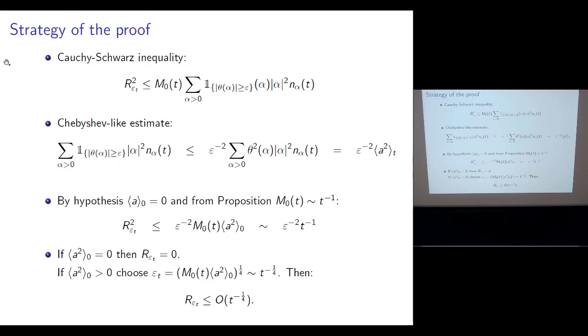Otherwise, we choose epsilon t this way. And then we obtain that r epsilon is smaller than the order of t to the minus 1/4, so it will go to 0 as time goes to 0. Okay. So just some remarks.